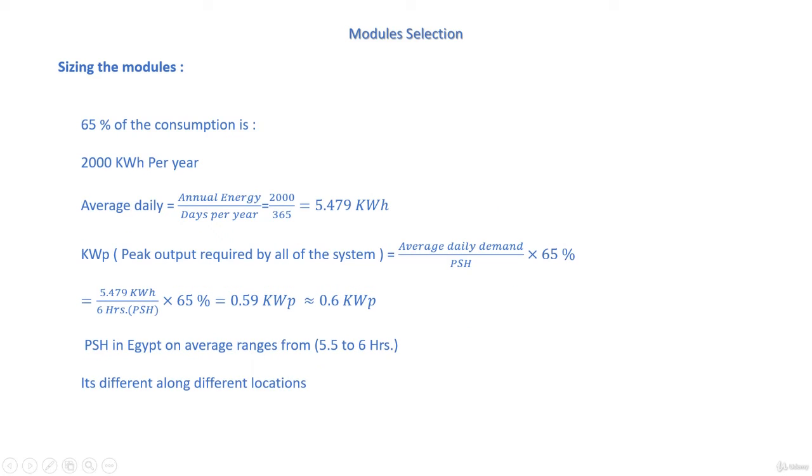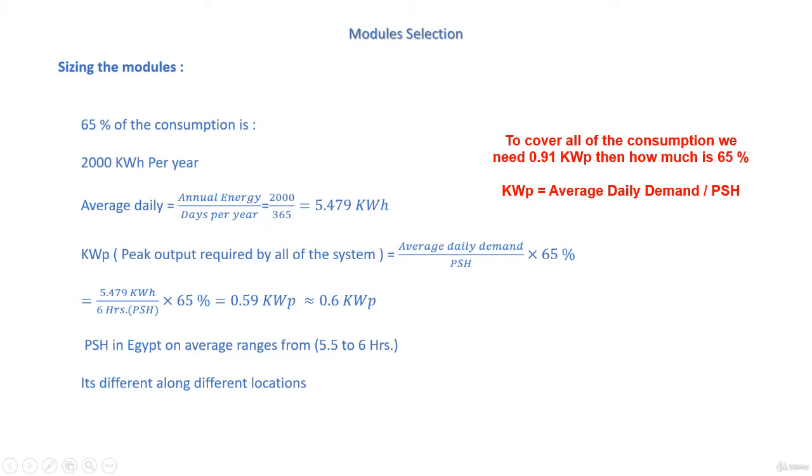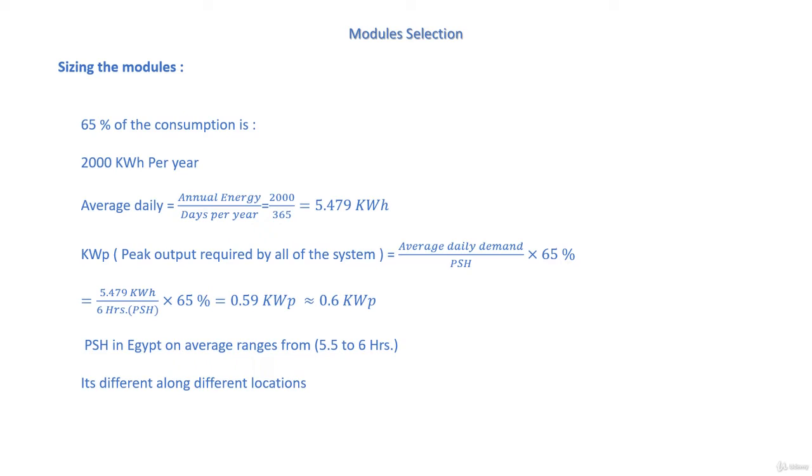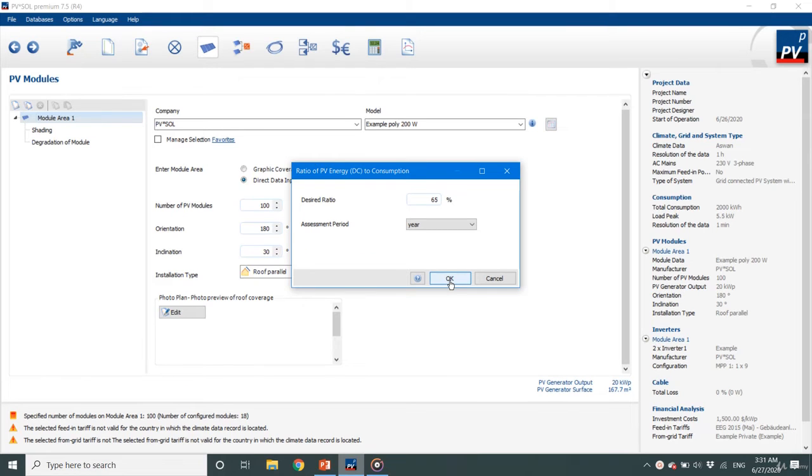So, back again, 5.479 kilowatt hour from a consumption divided by peak sun hours average, which is nearly equal 6 hours in a certain location, maybe Egypt, and it's different along different locations for sure. Then it represents 0.91 kilowatt peak, meaning that if the panels work for 6 hours of maximum sunlight, then they would cover all of the daily needs. If we need 65%, then it's 0.65 multiplied by 5.479 over 6 peak hours equals 0.6 kilowatt peak approximately, and we need 3 panels.